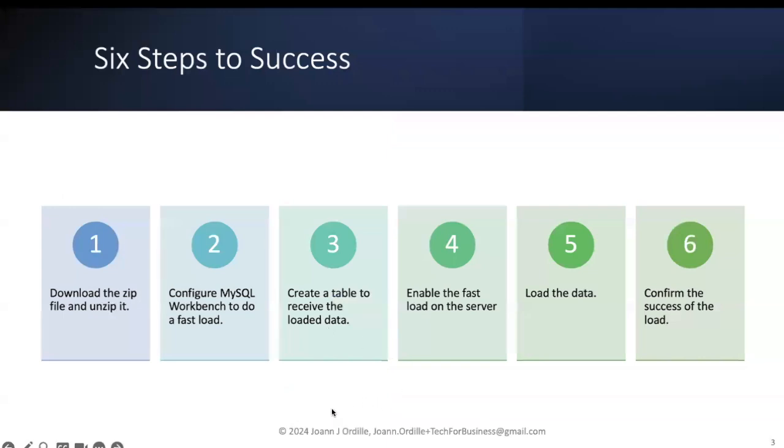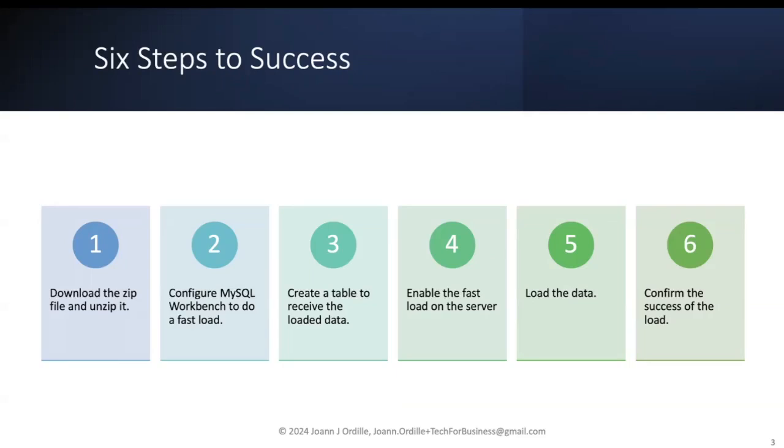We're going to do this in 6 steps. First, we're going to download that zip file and unzip it. Next, we will configure MySQL Workbench to do a fast load. We will create a table to receive the loaded data. Next, we will enable the fast load on the server because we have to configure both Workbench and the server to do this fast load. We will load the data. And last, we will confirm the success of the load. And we will do that without using a spreadsheet program.